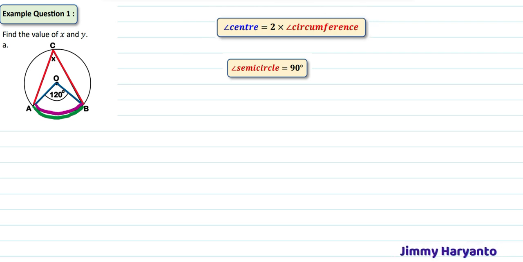So the angle at the center, which is 120 degrees, equals 2 times the angle at the circumference. The angle at the circumference in this question is labeled as x. That means x equals 120 divided by 2, and the result is 60 degrees. Okay, so the value of x equals 60 degrees.